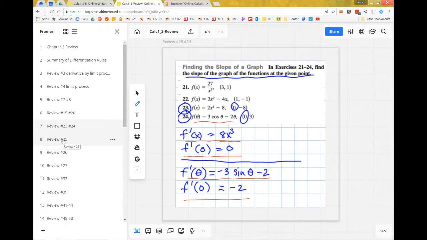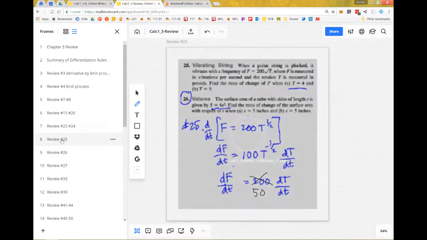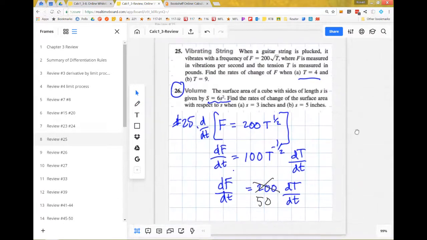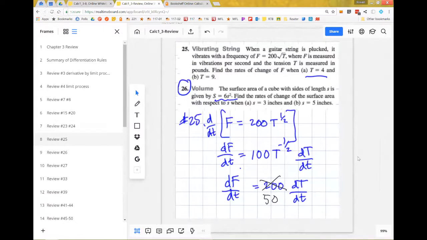All right, let's take a look at number 25. Yeah, this is the kind of word problem I might give you on the test. I mean, it's not major. There's not a lot of translating that needs to take place here. Anyway, volume, the surface area of a cube with sides of length s. Oh, that's not the one I did. I apologize. I did number 25. I circled 20. That's interesting. I circled 26, but I did 25.